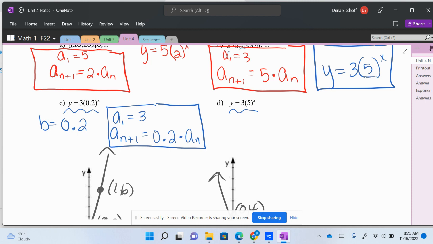Let's do it again. What is the base here? 5. What is my first term? So a sub n plus 1 equals what? What do I write? What goes next to 5 times a sub n?